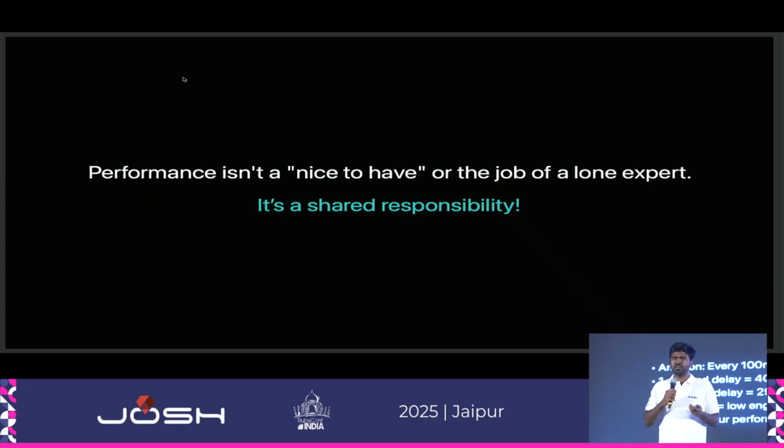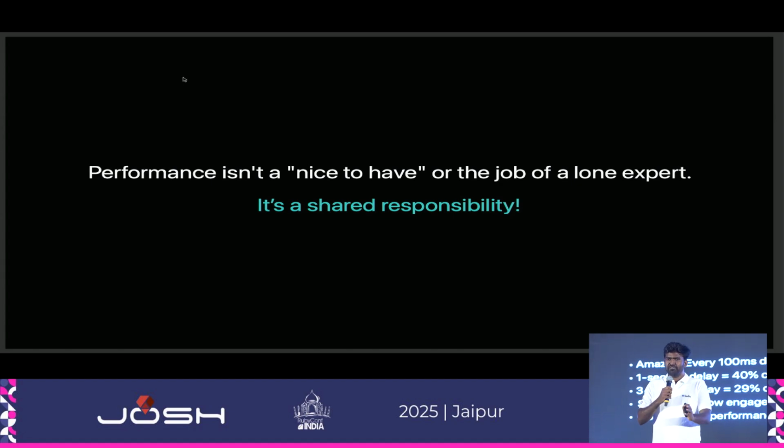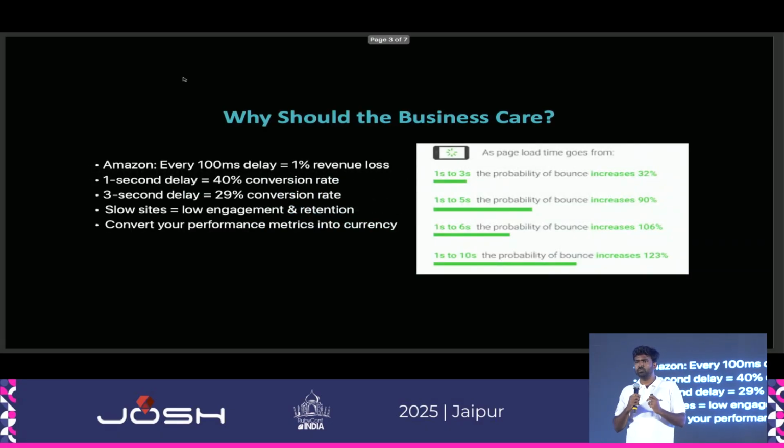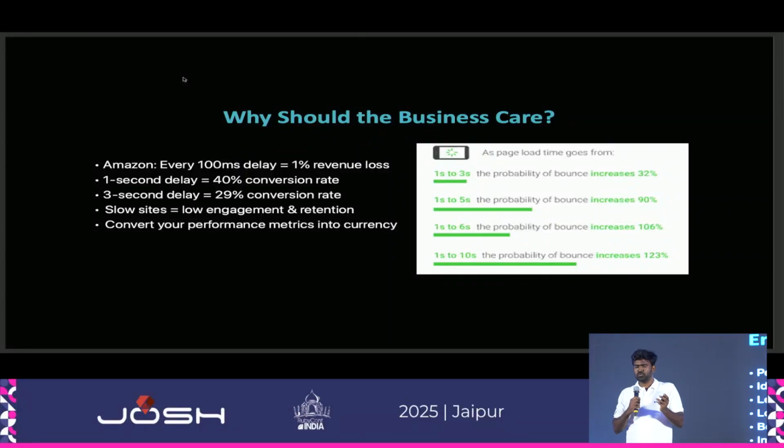Recently Amazon did a study and found that for every 100 milliseconds of delay, they lost 1% of revenue. And for every 1 second of delay, their conversion rate went down by 40%, and so on. Which means slow sites mean low engagement and retention. I'm sure you all have performance metrics like this, but the key to convincing business stakeholders is to convert those performance metrics into currency, into how much of a monetary impact they would have. Okay, let's go on to the next one.